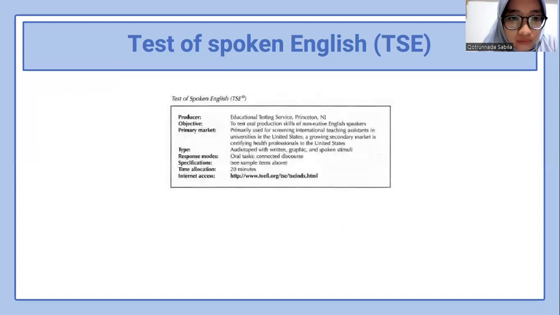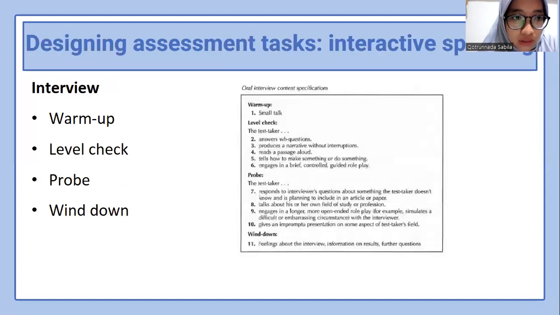Okay, next we moved into, so this is still in interactive speaking. First, about the interview. Every effective interview contains a number of mandatory stages.